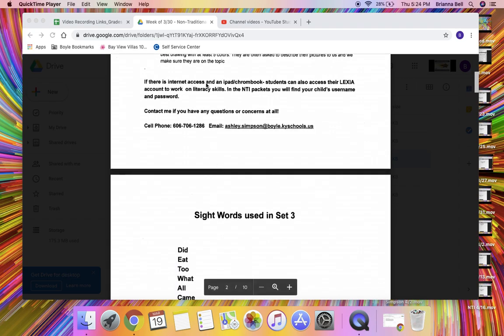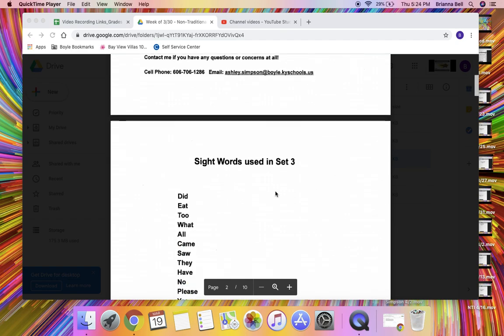If there is internet access and an iPad/Chromebook, students can also access their Lexia account to work on literacy skills. In the NTI package, you will find your child's username and password. Contact me if you have any questions or concerns at all.